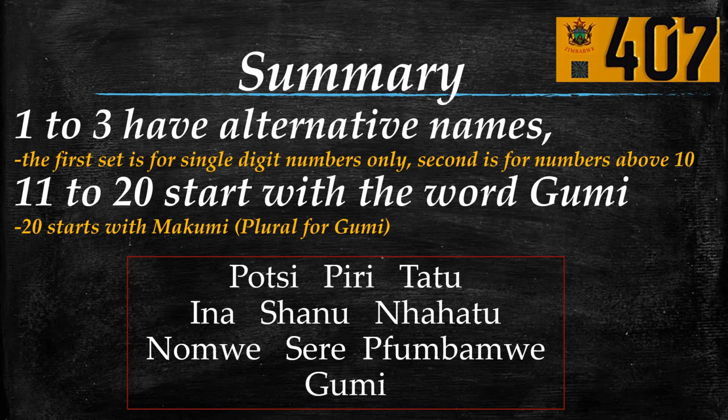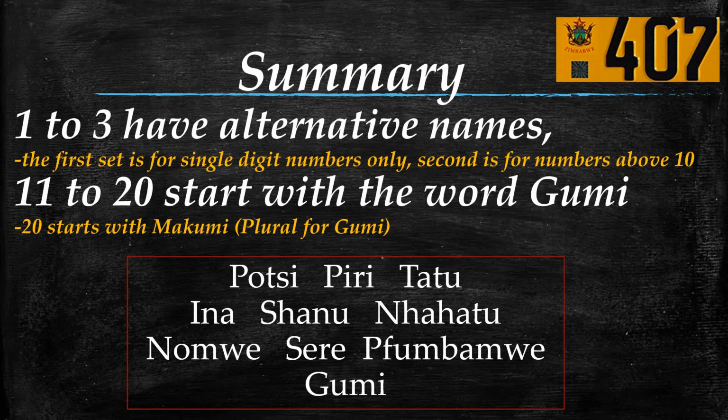Now here's a summary of what we have just covered. Numbers 1 to 3 have alternative names. The first set is for single digit numbers only, and the second is for numbers above 10. Alright, and then from 11 to 20 we start with the word gumi, which is a 10, but 20 starts with makumi, which is plural for gumi. Okay, we will see this as we count beyond 20.